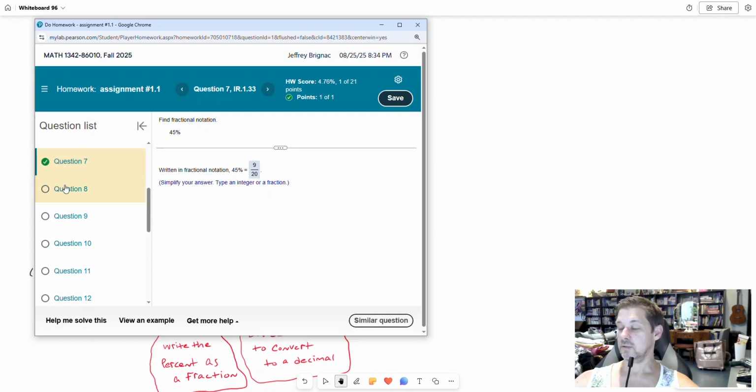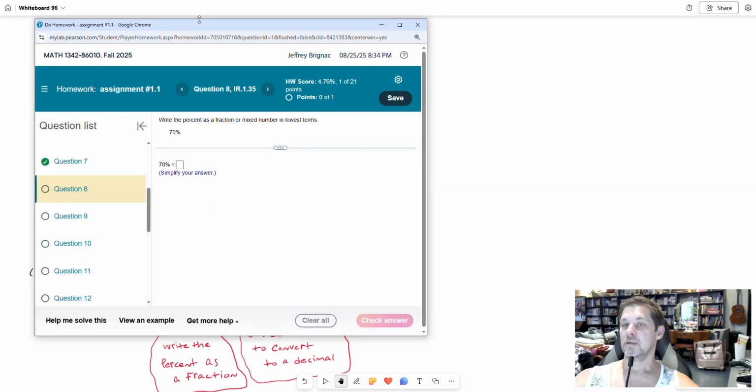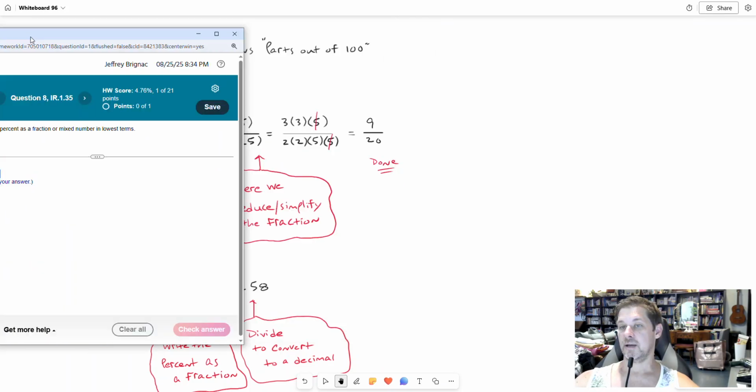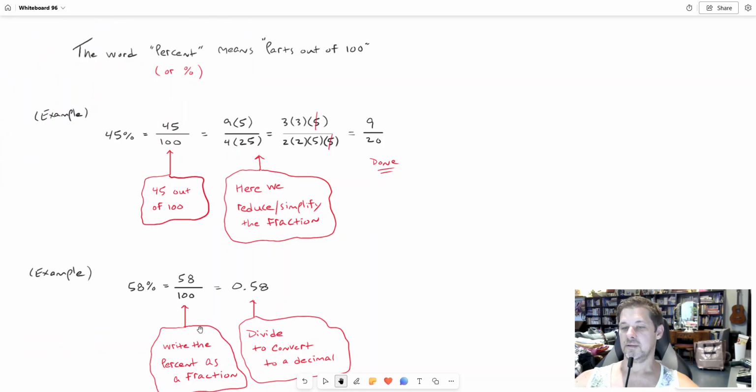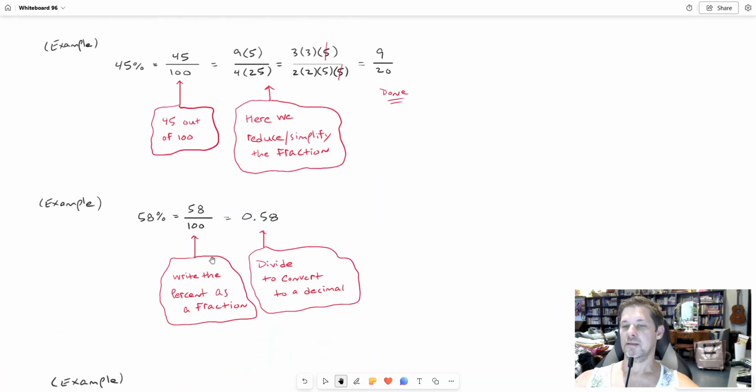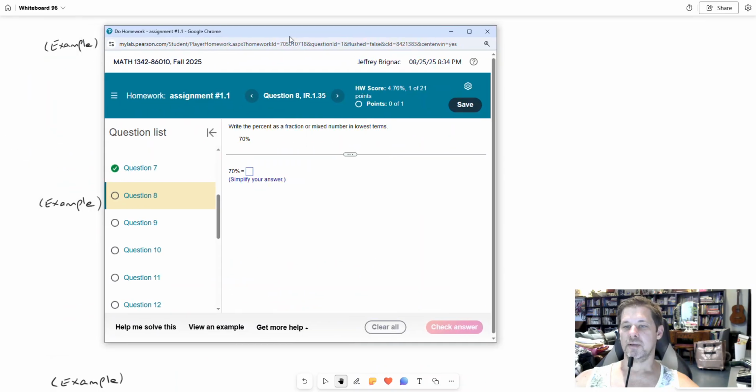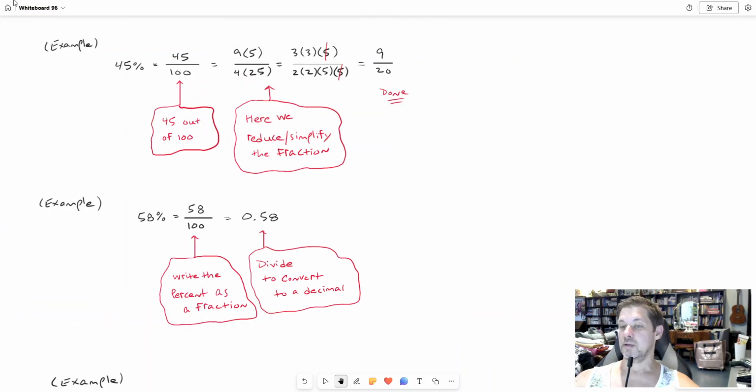Alright, so let's look through and do a few others. This is the same type of problem, so I'll let you do that one. I want to find this one, where we convert a percent to a decimal. Let's see, here we go. It says change the percent to a decimal number. All right, so we can do it this way.